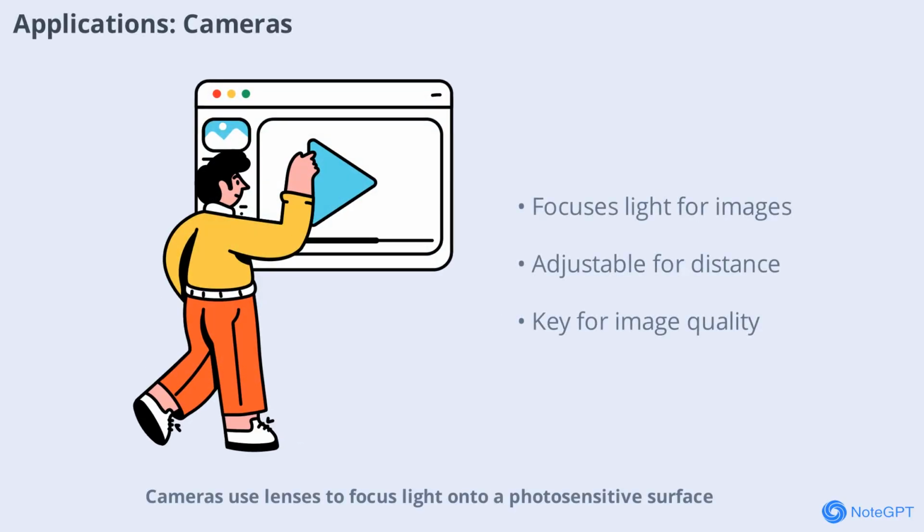Cameras use lenses to focus light onto a photosensitive surface, such as film or a digital sensor. By adjusting the lens position, cameras can capture sharp images of objects at various distances. The quality and type of lens greatly affect image clarity, depth of field, and overall photographic results. Lenses are at the heart of every camera, from smartphones to professional DSLRs.